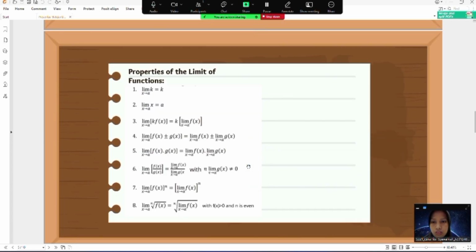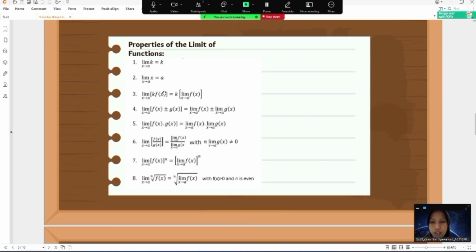Okay, next we talk about properties of the limit of functions. Here we have 8 properties. I will explain to you. For the first one is limit as x approaches a for k equals k. For this, it means k is a constant. So if limit as x approaches a for a constant, it means the result is that constant.